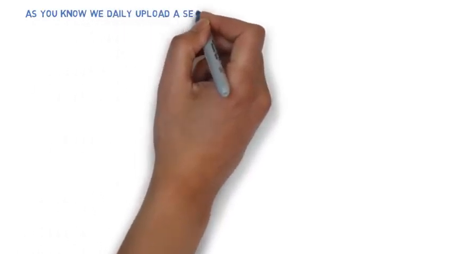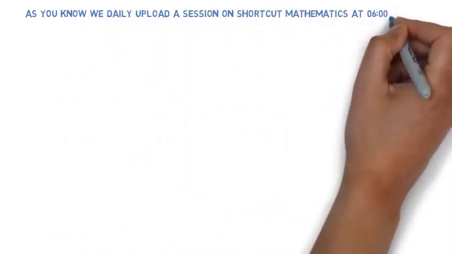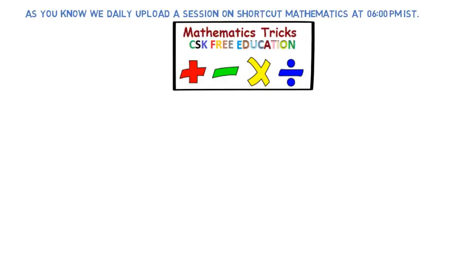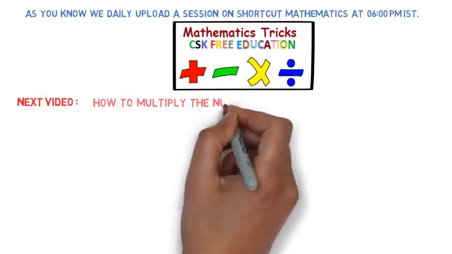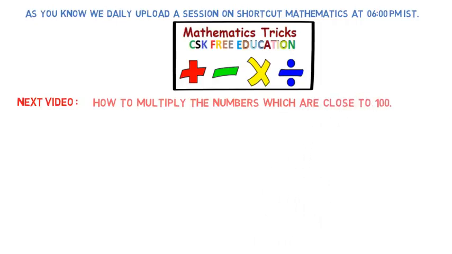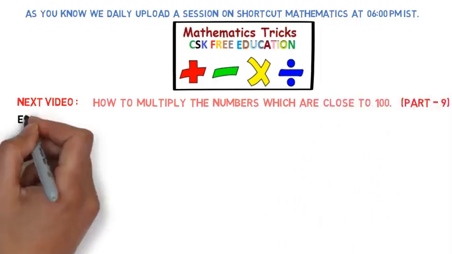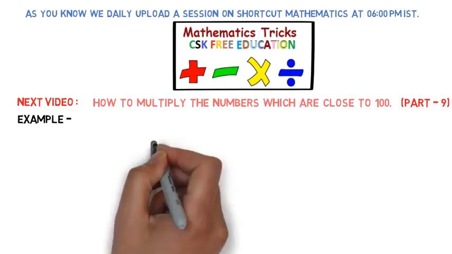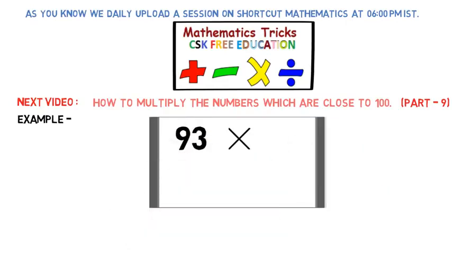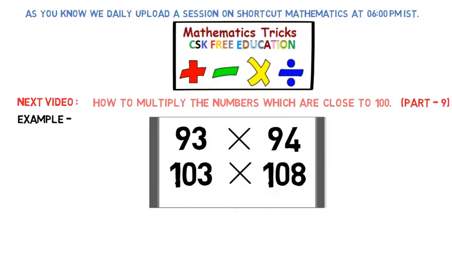As you know, we daily upload a session on shortcut mathematics at 6 p.m. in animated way. In the next video, I'm going to teach you how to multiply the numbers which are close to 100. This is very simple. You can solve this within 1 or 2 seconds. Let's say you need to multiply 93 and 94. In the same way 103, 108. So any number which is close to 100 can be multiplied very easily in just 1 or 2 seconds. We'll have a look at this in the next session.